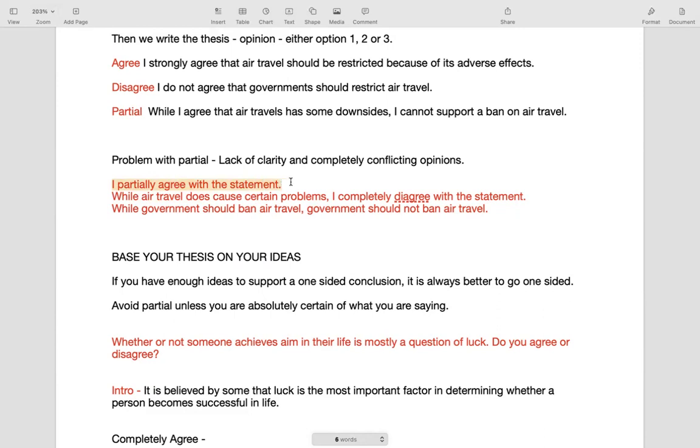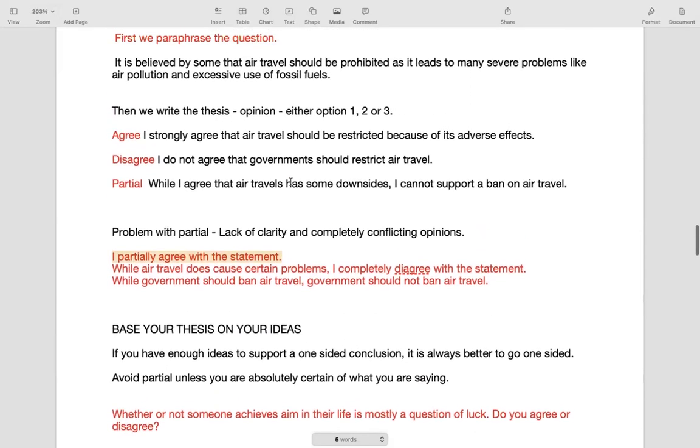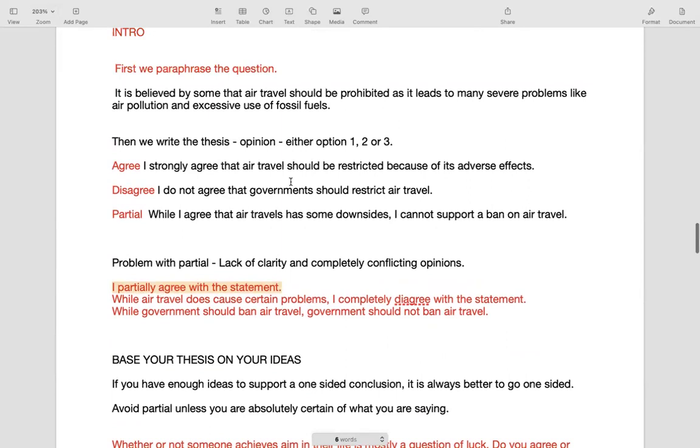This is the worst opinion ever because this doesn't give any clarity to the examiner. What do you agree with? What do you disagree with? If I wrote, I partially agree, I do not know which part the examiner agrees with and which part I'm agreeing with and which part I'm disagreeing with. What do I agree? What do I disagree? It makes no sense at all.